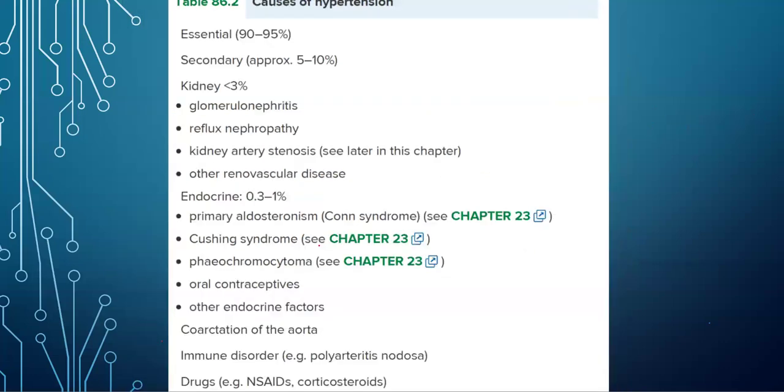There are lots of causes of hypertension, but most of the time there is no cause. So in 90 to 95% of cases, it is essential or primary hypertension. There is no cause of the high blood pressure, it just happens. And then in 5 to 10%, there are a lot of causes. Kidney related: glomerulonephritis, renal artery stenosis. Endocrine related like Cushing syndrome, Conn's syndrome, pheochromocytoma, even the oral contraceptive can cause it. Coarctation of aorta, and some medications such as anti-inflammatories and steroids can increase the blood pressure. Even pregnancy can increase blood pressure. So these are the secondary causes.